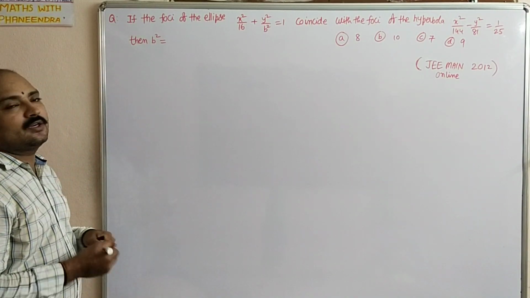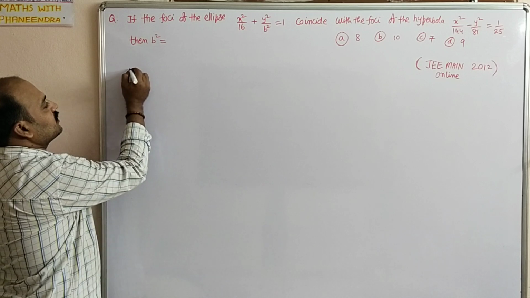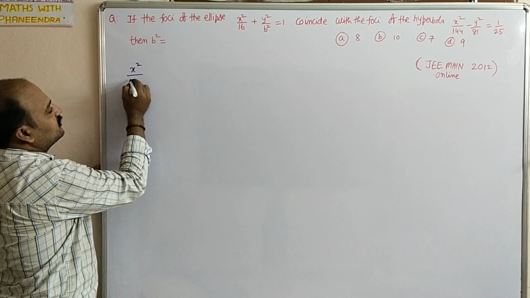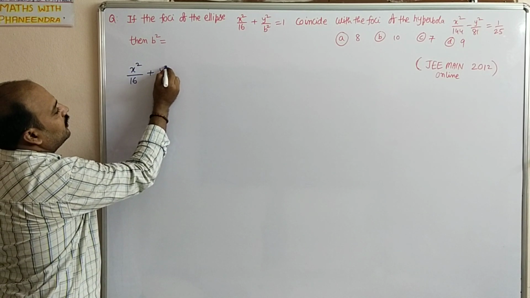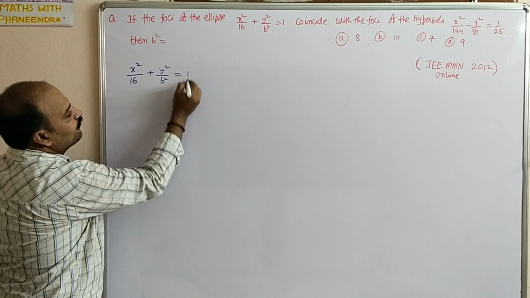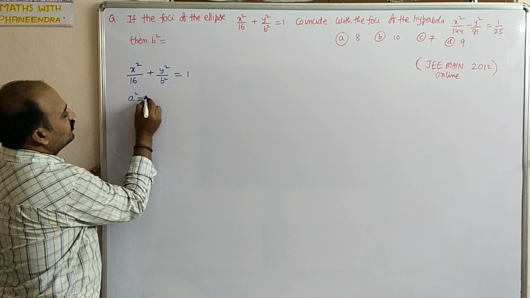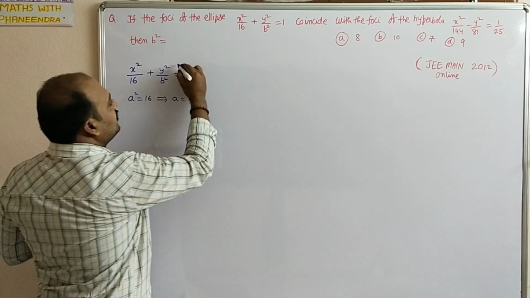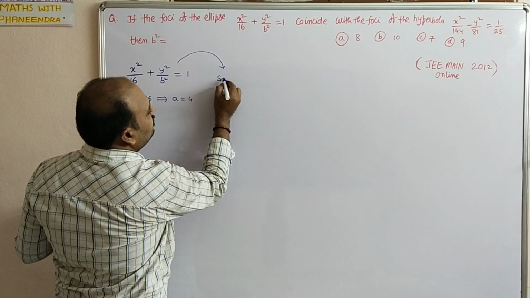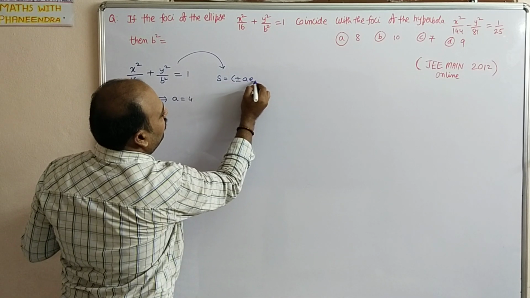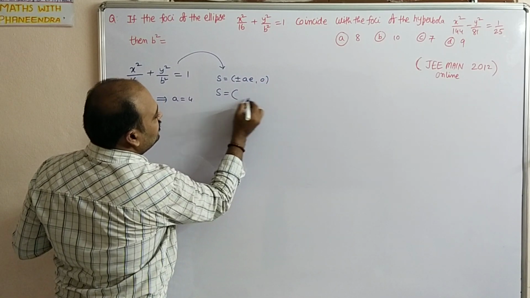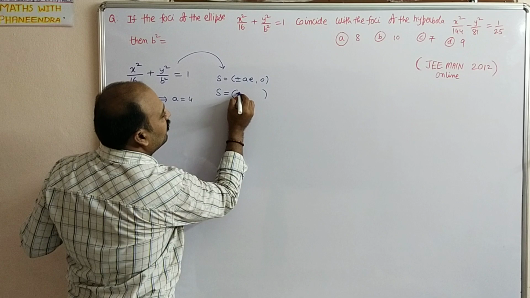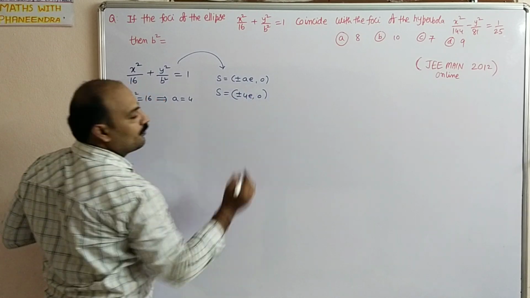See here, the foci of this ellipse. So how to calculate the foci of the ellipse? Given ellipse x square by 16 plus y square by b square equal to 1. A square equal to 16, that implies that a is equal to 4. For this ellipse, the foci S equal to plus or minus ae comma 0. Therefore, a is 4, so plus or minus 4e comma 0.